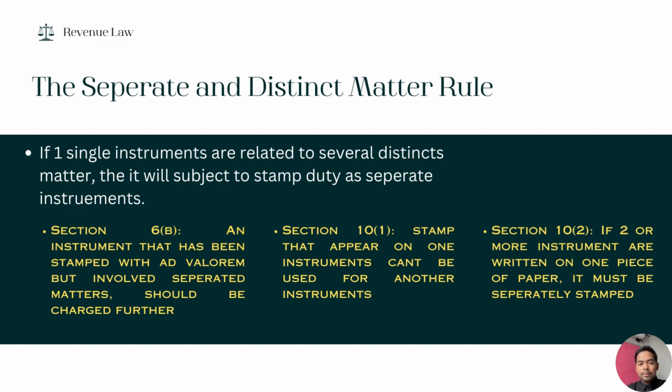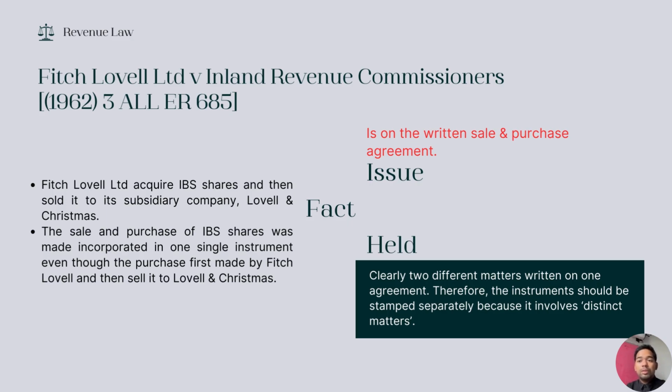Referring to Fish Levels Limited versus the IR Commissioner, the facts of this case are that Fish Level acquired IBS shares and then sold them to its subsidiary company, Level Christmas. So the sale and purchase agreement of the IBS shares was incorporated in one single instrument, even though the purchase was first made by Fish Level and then sold to Level Christmas in a one-day transaction. So the issue is on the return sales and purchase agreement.